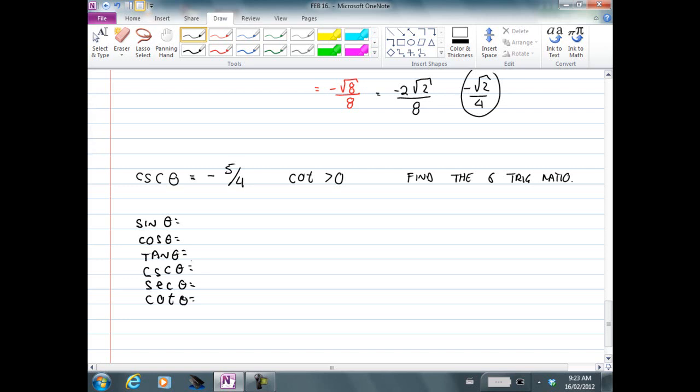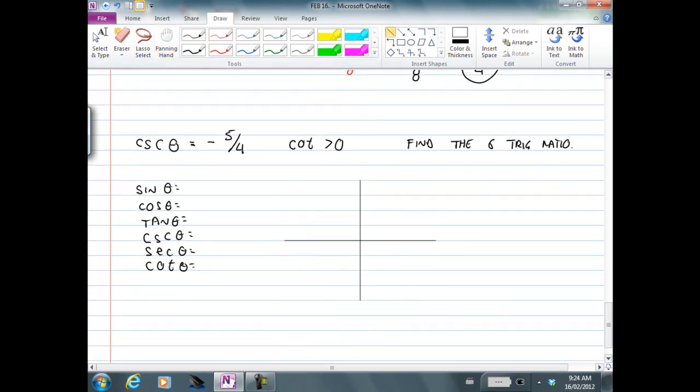Guys and gals, I'm going to pause it for about 5 minutes and let you have a good crack at it. So guys and gals, you should be in quadrant 3. So let's draw it out, quadrant 3. Keep it simple. Now, they gave me cosecant theta, which is the reciprocal of sine theta. So we know this is hypotenuse. Agree? And this is opposite.